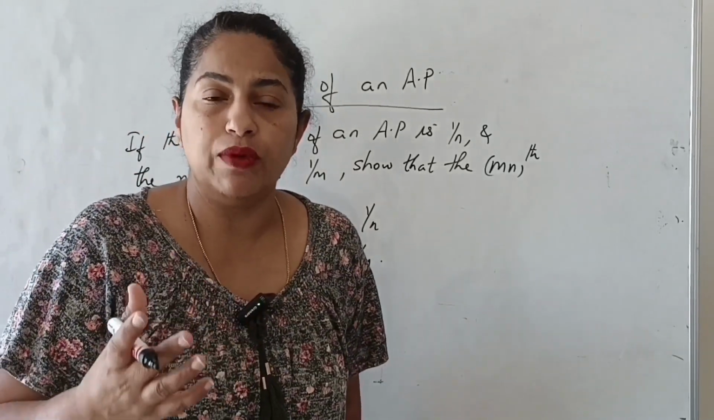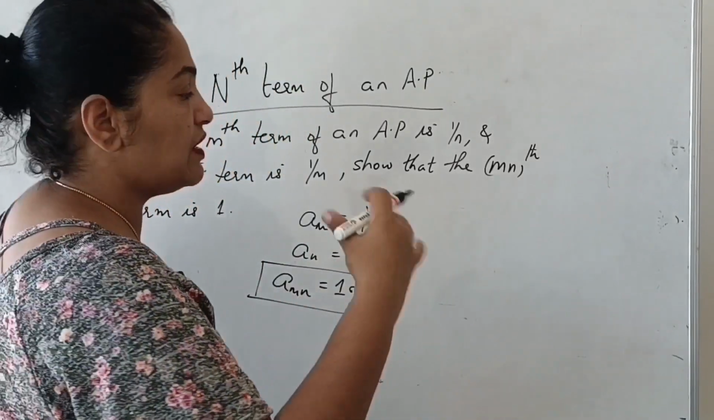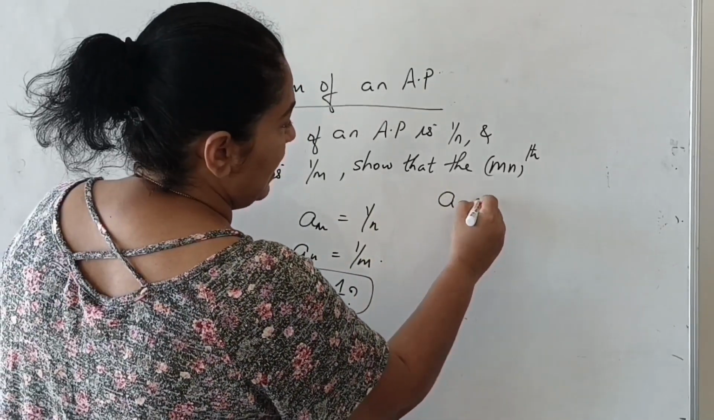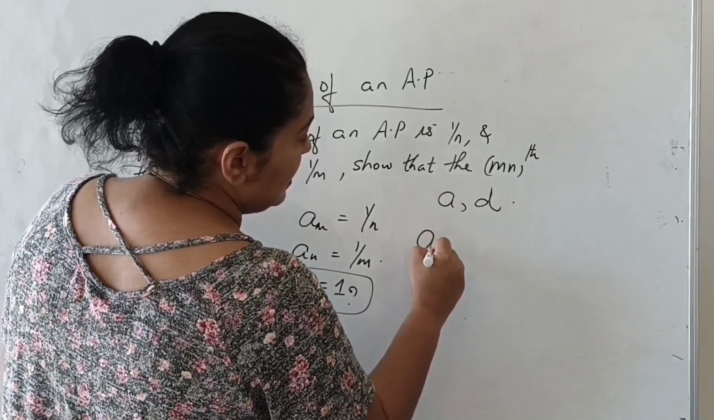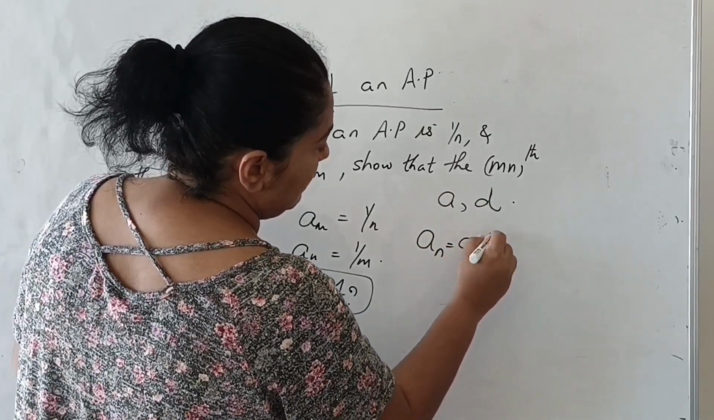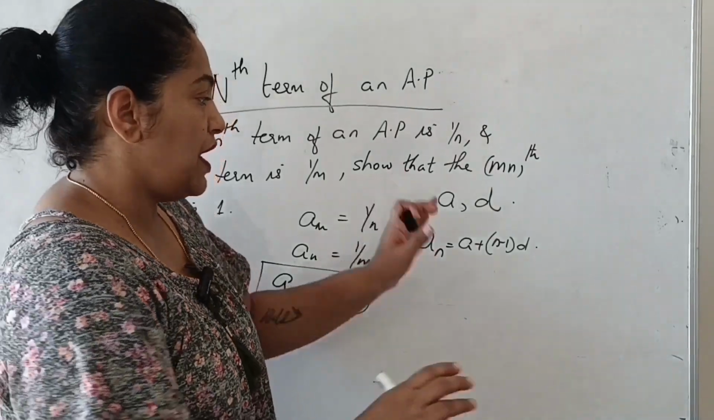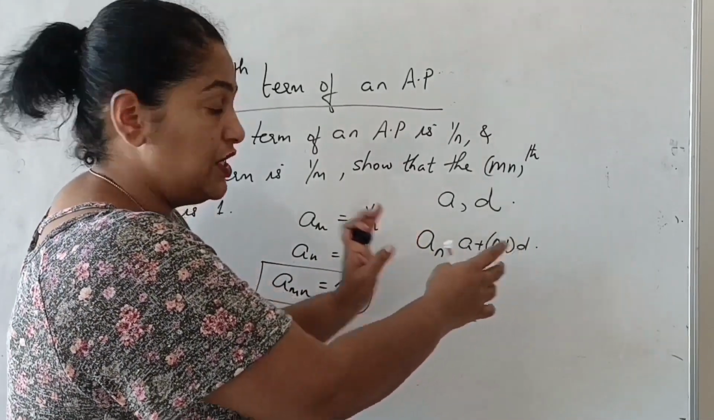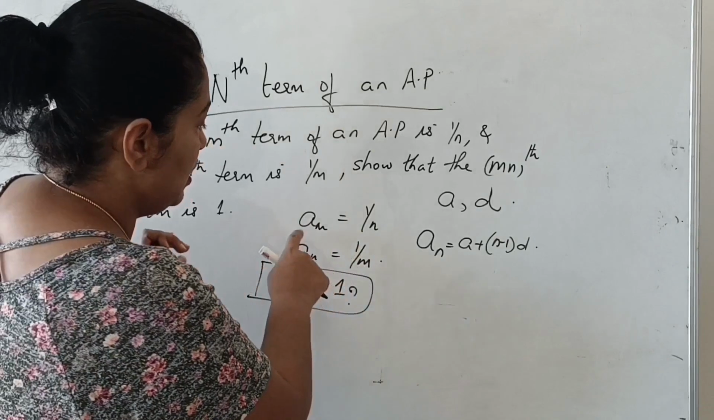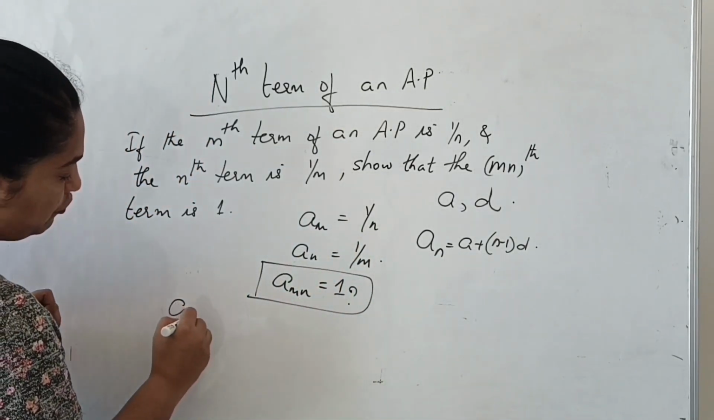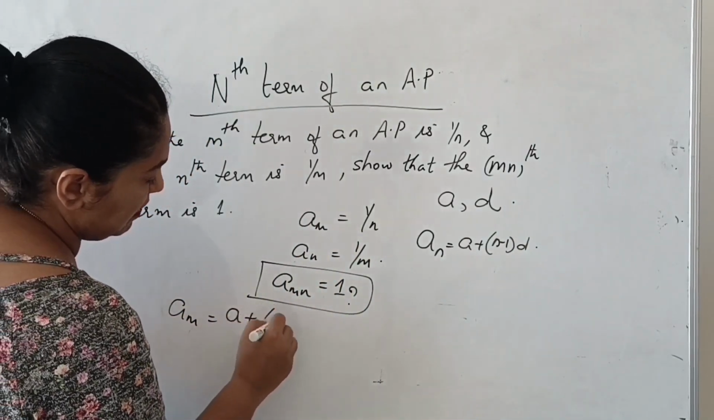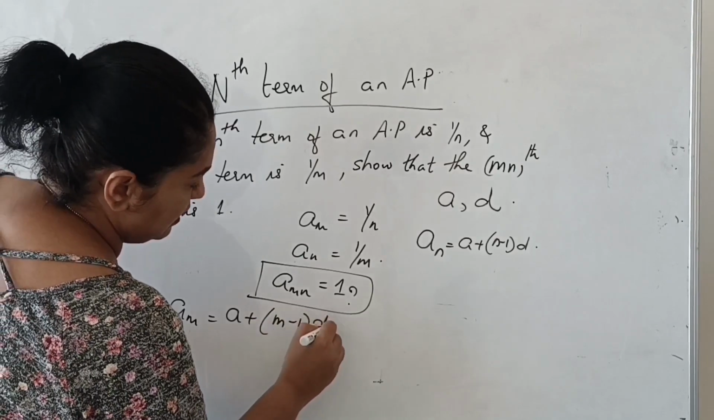So we know the formula for the nth term. Suppose in the arithmetic progression the first term is a and the common difference is d. The nth term is given by a plus n minus 1 into d. This is information that we already know, and this is something that we get from the question. So what is the mth term? By the formula, the mth term is a plus m minus 1 into d.